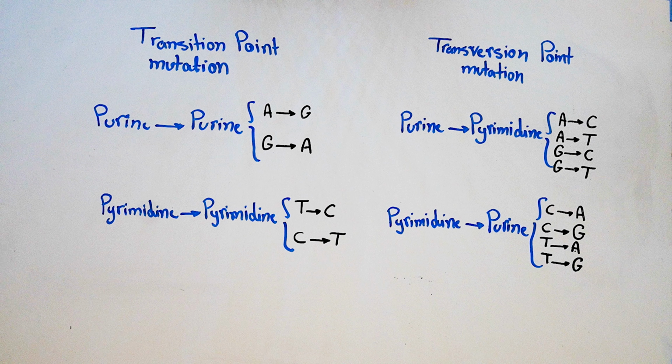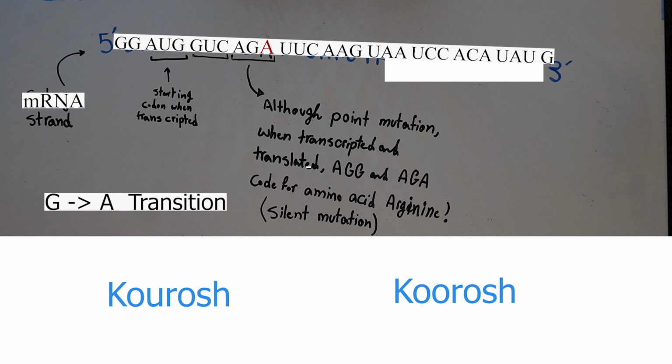A mutation is said to be silent when a nucleotide is swapped with another nucleotide, but the mutated codon codes for the same amino acid when transcribed and translated, while the rest of the amino acid sequence is not impacted. This is like using 2 different spellings to pronounce the same word. Kourosh and Kourosh are spelled differently, but both sound the same, and are different spellings for the same name.